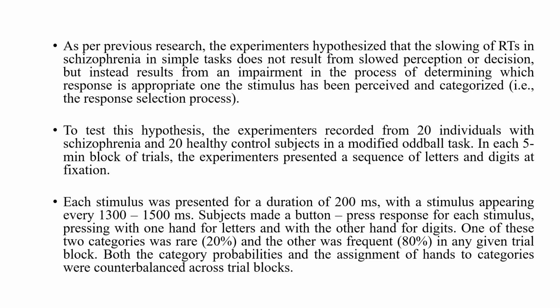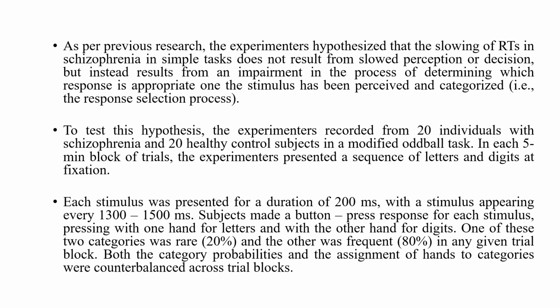To test this hypothesis, the experimenters recorded from 20 individuals with schizophrenia and 20 healthy control subjects in a modified oddball kind of task. In each 5-minute block of trials, the experimenters presented a sequence of letters and digits at fixation. Each stimulus was presented for a duration of 200 milliseconds, with a stimulus appearing every 1300 to 1500 milliseconds. Here, subjects were asked to make a button press response for each stimulus that they see, pressing with one hand for letters and with the other hand for digits.